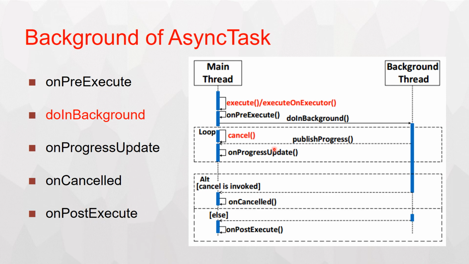After the background thread ends, onCancelled or onPostExecute will be invoked. Here, one and only one of these 2 methods can be invoked, and it depends on whether cancel is invoked when the background thread is alive. Okay, that's how async task works.